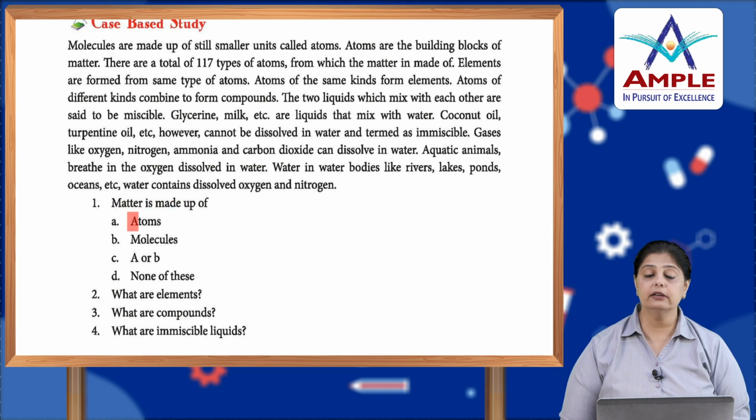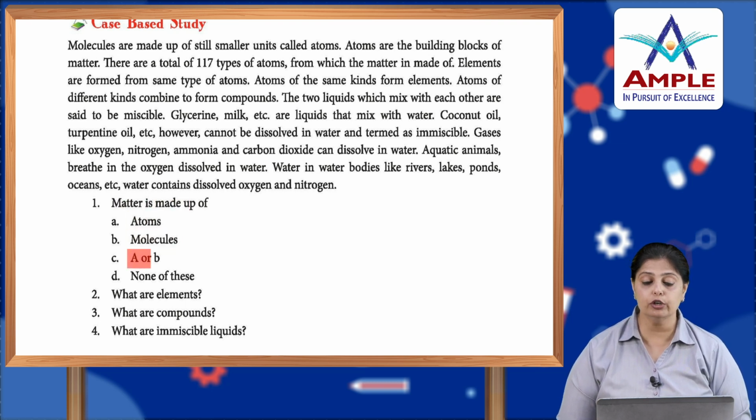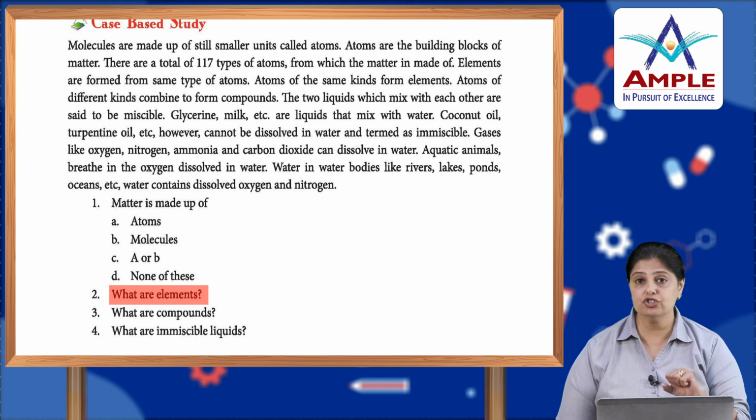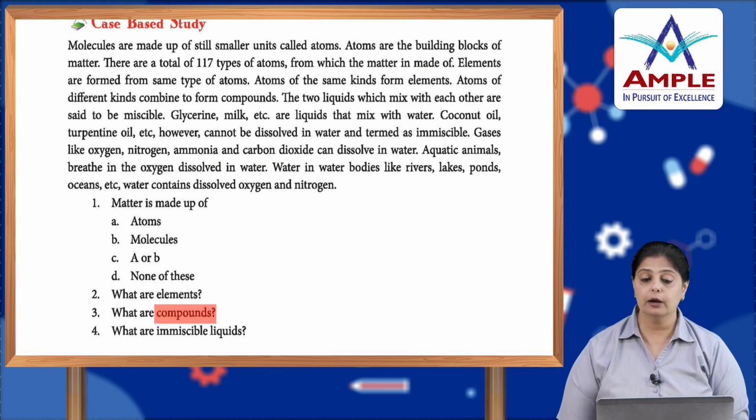Matter is made up of atoms, molecules, A or B, or none of these. It is A or B, option C. What are elements? You have to tell us what elements are. You can look at the comprehension passage and answer this question. What are elements made up of? Atoms, the same type of atoms. Compounds are a combination of different types of atoms. Immiscible liquids are liquids that do not dissolve in water.